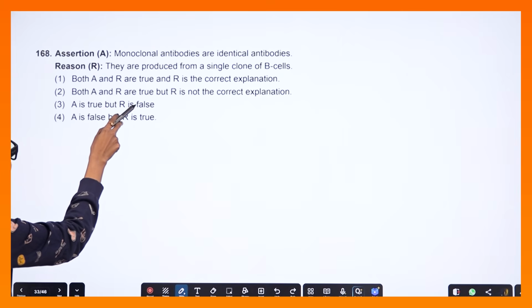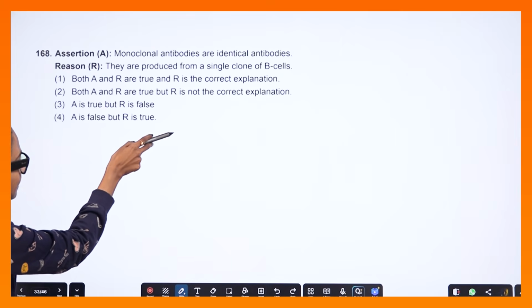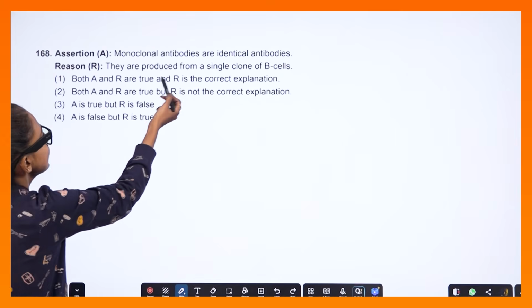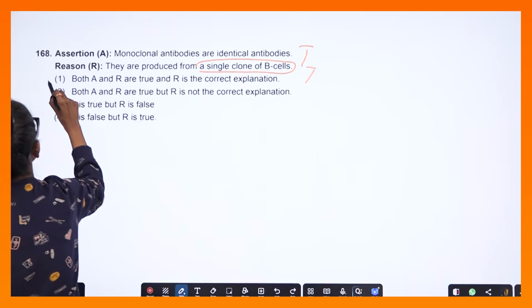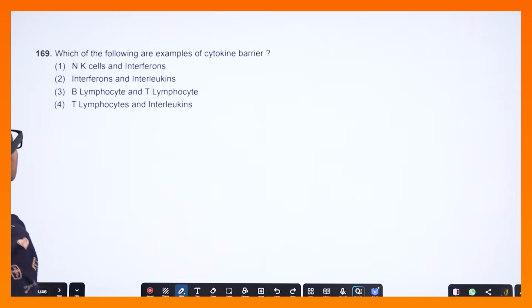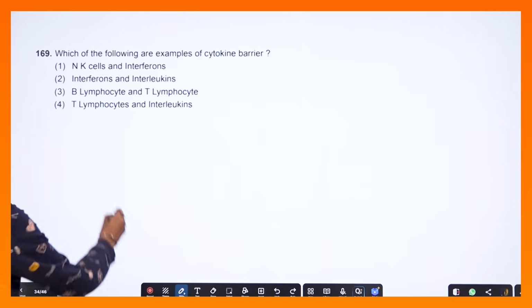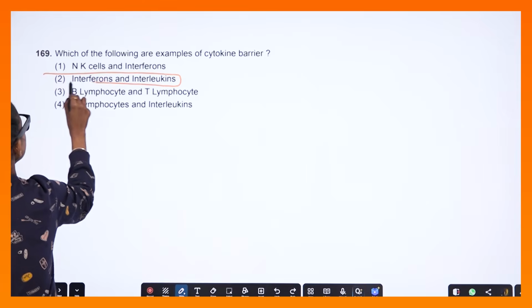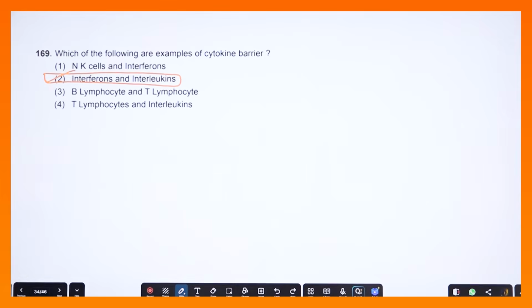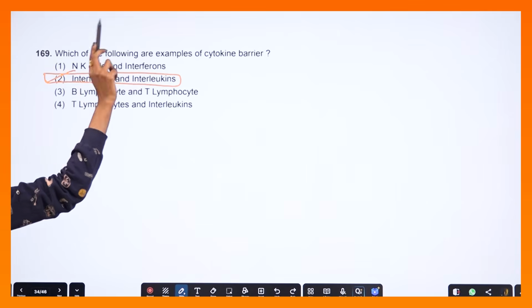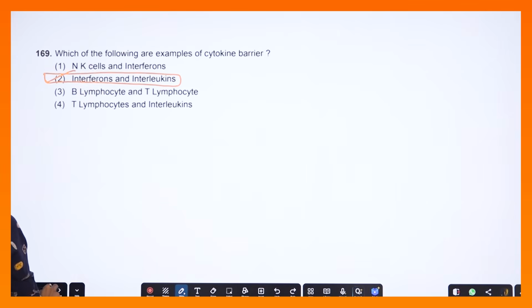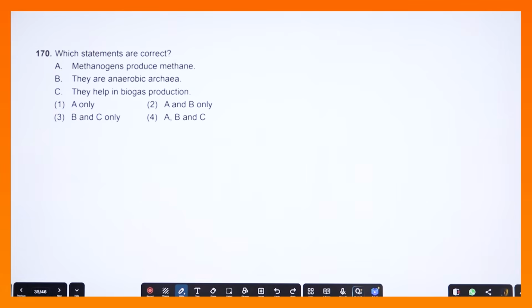So monoclonal antibodies are identical antibodies, true, because they are produced from a single clone of B cells. It's the correct explanation. Okay. Which of the following are examples of cytokine barriers? Cytokine barriers is only interferons, okay? Nothing else. Let's move on. B lymphocyte and T lymphocyte is active immunity, acquired immunity. That's not even part of innate immunity, correct?